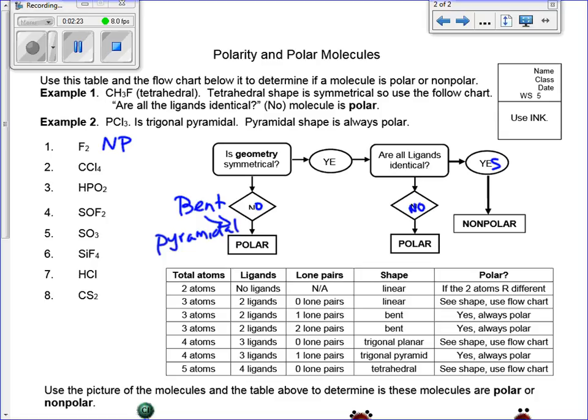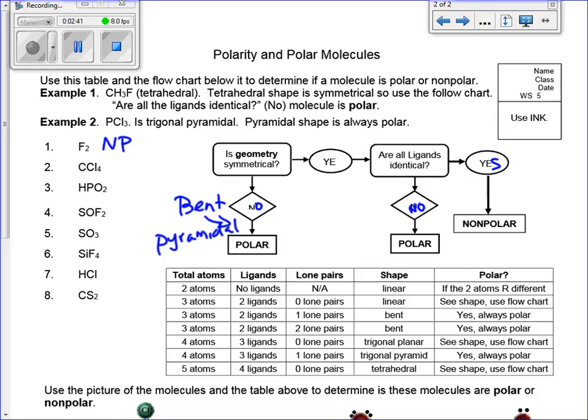The ligands are the atoms that attach to the central atom. So in this case, we have carbon tetrachloride. Carbon would be in the middle, so the chlorines would all be ligands. That's what we would identify. The ones going around the carbon are the ligands.